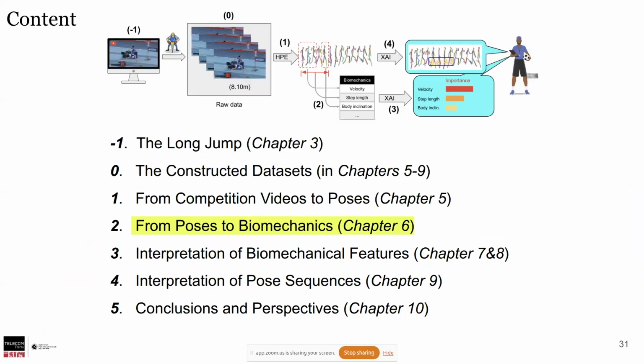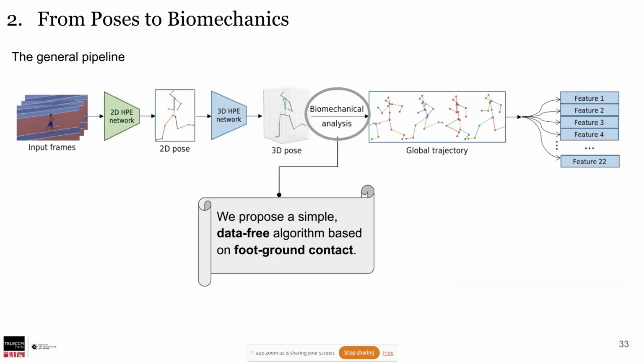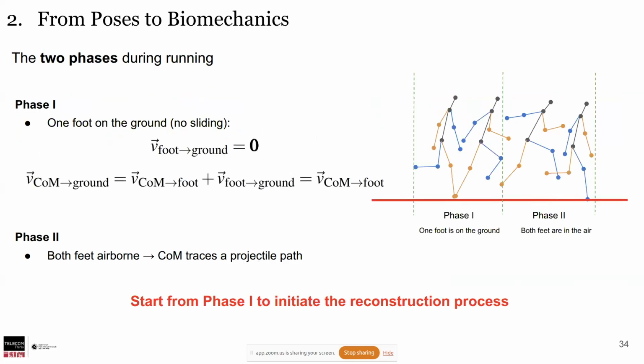And the second main contribution is about biomechanics. So we want to get biomechanical features from input frames. The key step is to get the global trajectory. When this work was done, little research had addressed this problem, but in recent years, many deep learning models have been proposed to estimate the global trajectory. But compared to them, our method still has some advantages: it is data-free, so it makes us more data efficient.